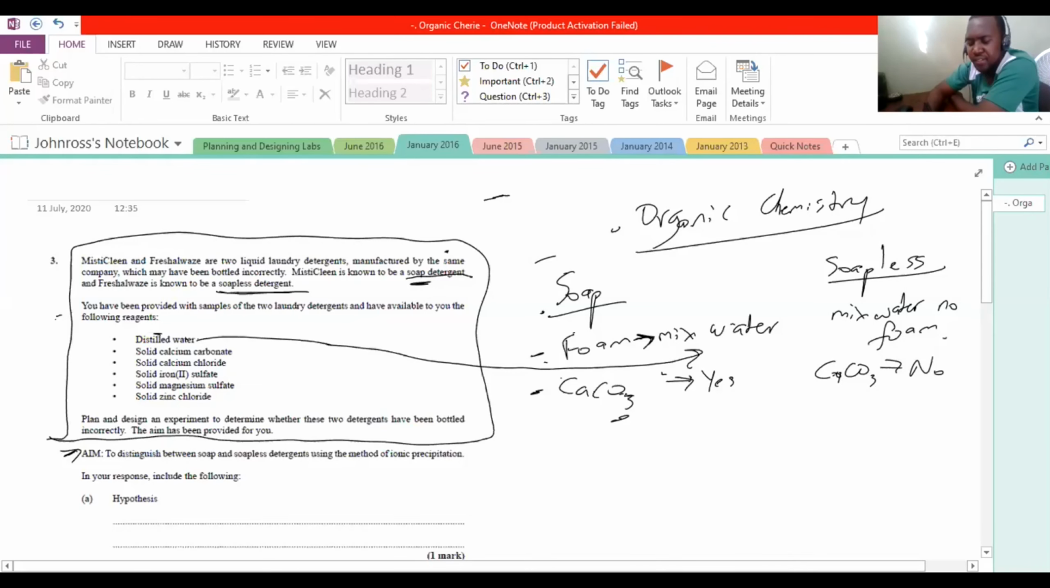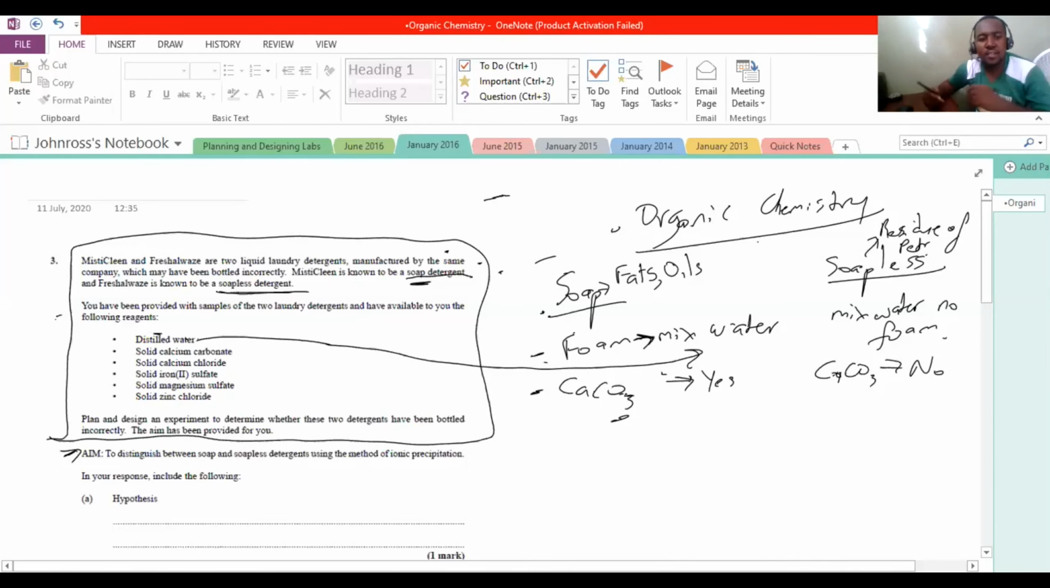And just to note that our soap detergents are the ones that are created from fats, oils. And then our soapless detergents are ones created from residue of petroleum. So residue of petroleum produces most of our soapless detergents.